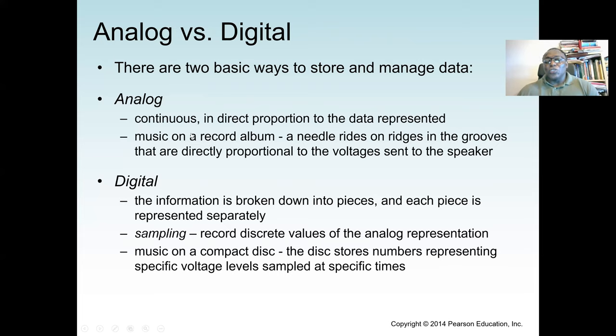Analog is continuous in direct proportion to the data represented. The common example is music on a record album or a telephone line. Then digital is where the information is broken down into pieces, and each piece is represented separately. And again, digital is normally the understanding of a computer system. Computer data or signal is always in digital.